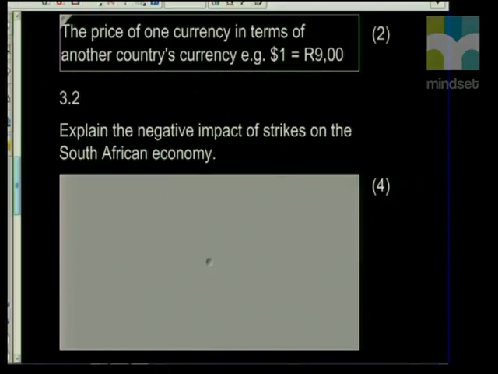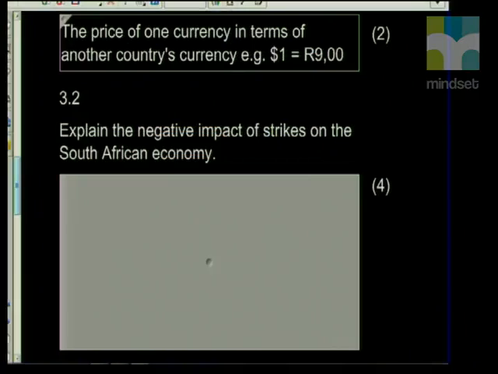Explain the negative impact of strikes on the South African economy. There we go. It's happening in front of you. We have heard what has been happening in terms of exports and production of gold. You can tell any story that you like, as long as it is relevant. But let us hear what the examiner wants us to think around.